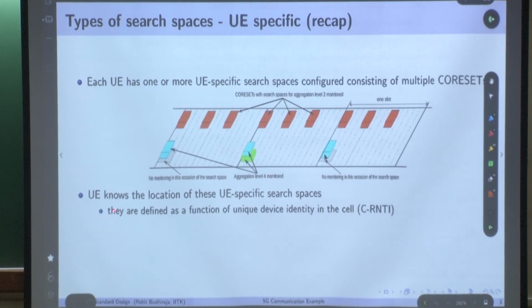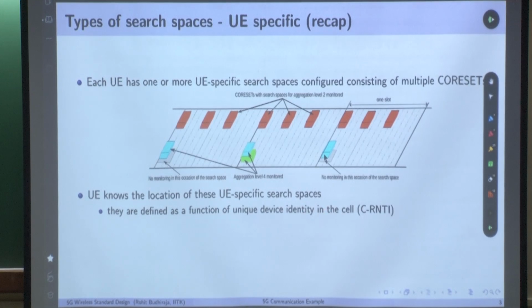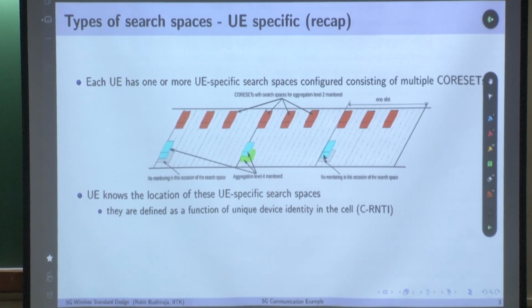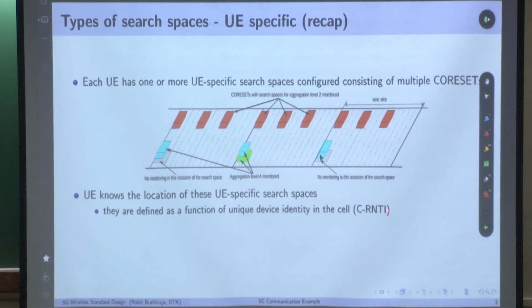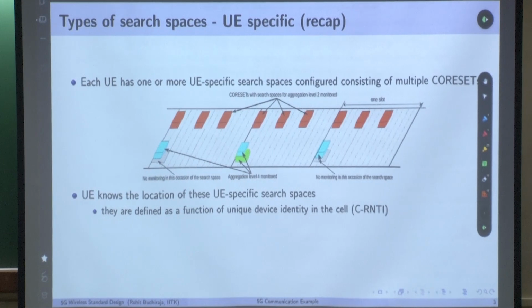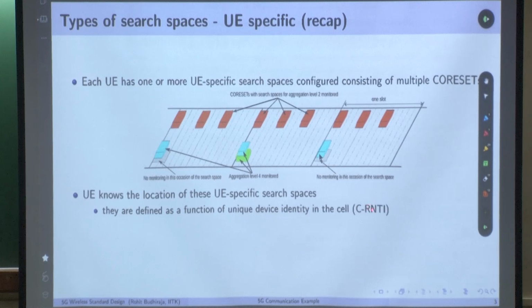And what are they defined as? They are defined as a function of a unique device identity which is allocated to it in the network entry process. What is C-RNTI? I'll correct myself: C stands for cell, R is radio, N is network, T is temporary, I is identifier. Where is this C-RNTI used? We remember it is used in scrambling. This is the only identity a user has as of now.